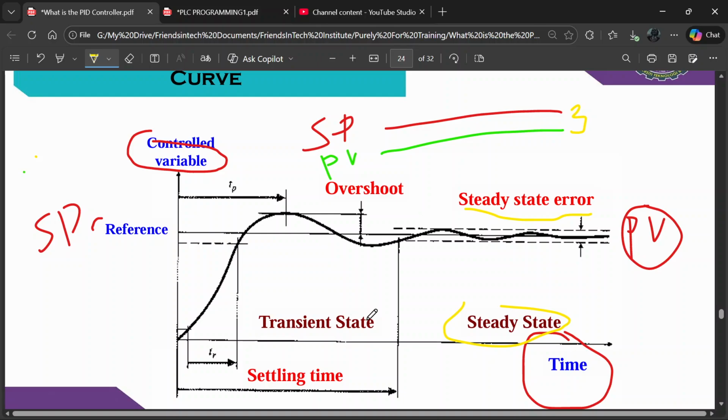So our next topic will be PID configuration and commissioning in TIA Portal. So thank you.